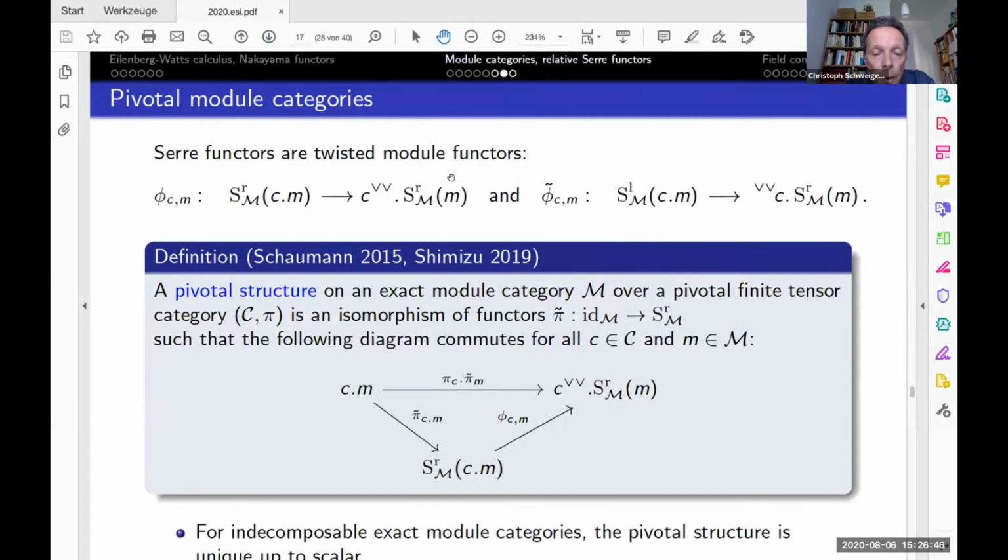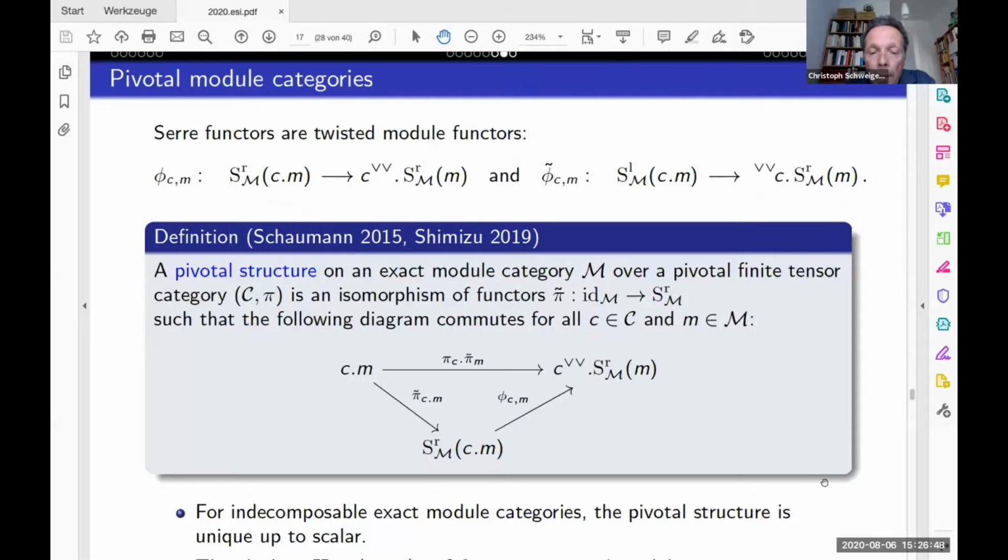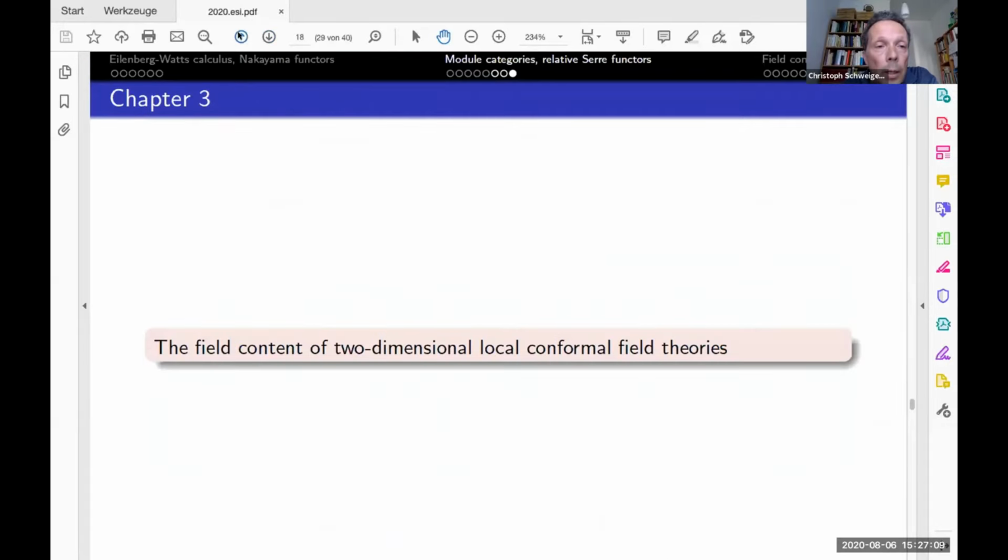Okay. It should be emphasized that for the monoidal category, the pivotal structure is structure. For an indecomposable exact module category, by some Schur's lemma type argument, it is essentially unique. It is unique up to the scalar. So it is a property. Okay, this is what I need to discuss bulk fields in two-dimensional local conformal field theories.